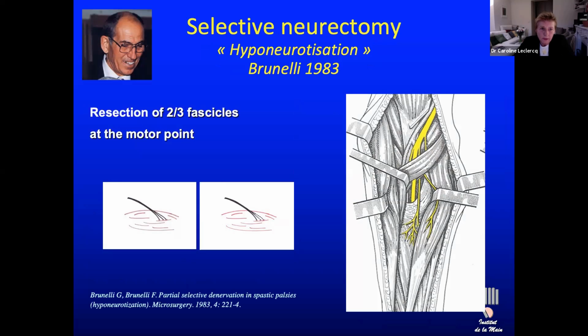Brunelli, our well-known Italian colleague, who unfortunately passed away last year, found a better way of dealing with that by approaching the fascicles all the way to their entry into the muscle. And there you cannot go wrong. You identify very precisely which branches go to which muscle, and then you can do a partial resection of those branches. Usually partial resection is 2/3 of the motor branches. Sometimes you can do less, but not much less. It's been shown on many occasions that less is not very effective, but sometimes you can do more if required.